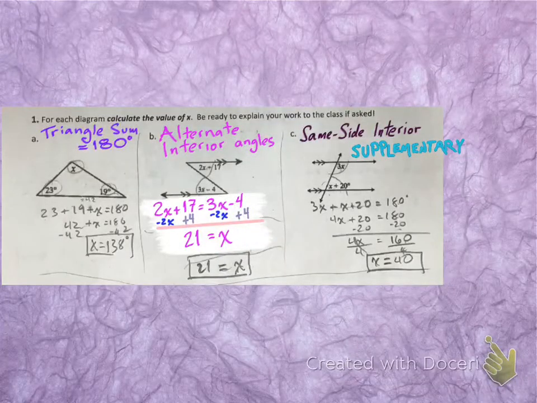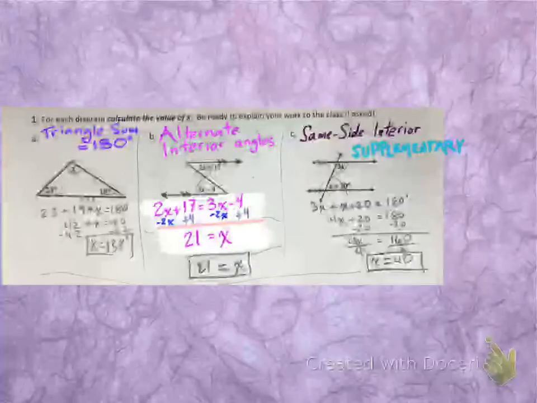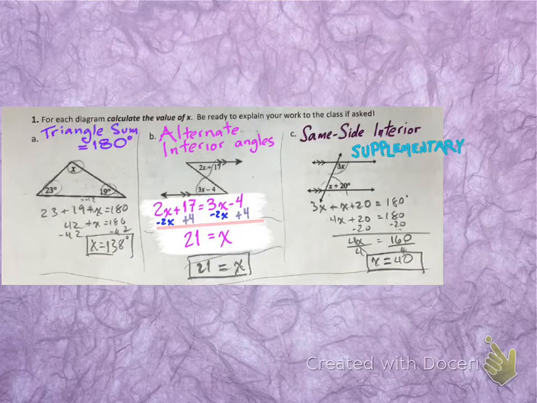So you can see our equation there is the sum of those two angles added up to equal 180, 3x plus x plus 20. And you can see the steps we use there to solve that equation. Pause the video anytime you want to have a slower look at it, but I'm going to keep going.